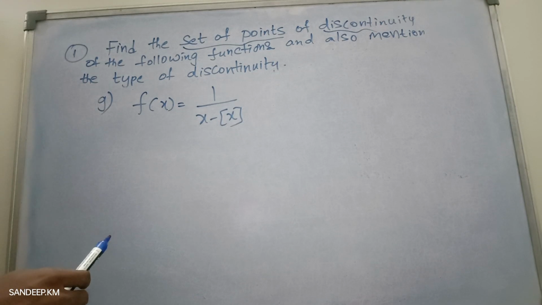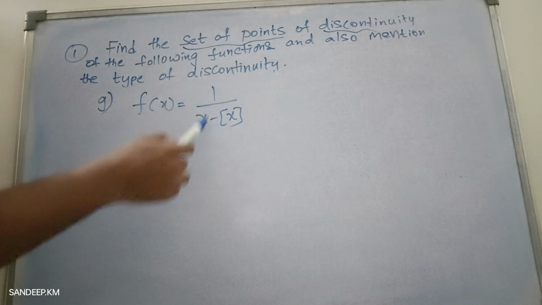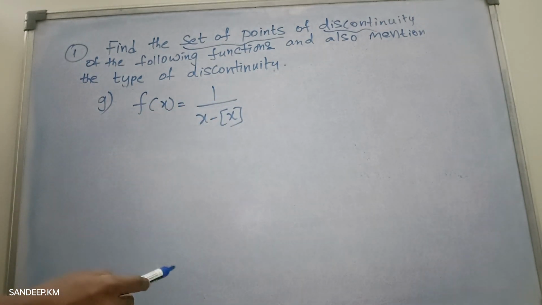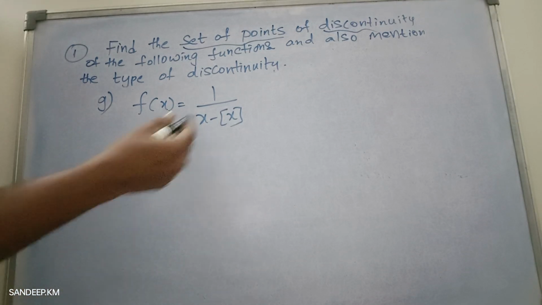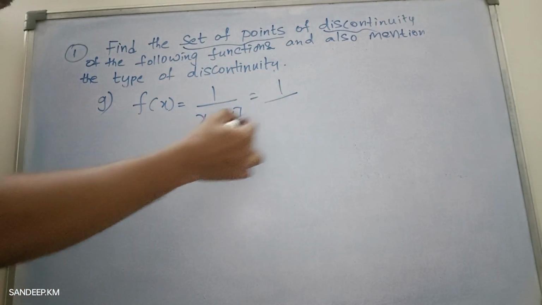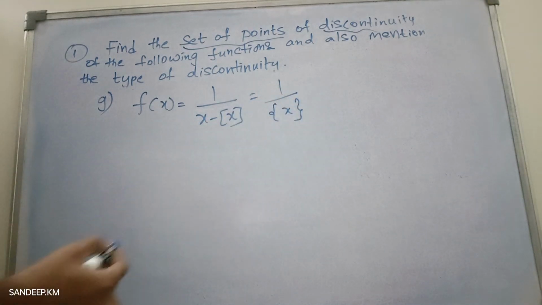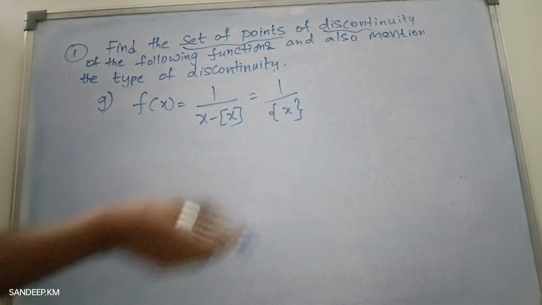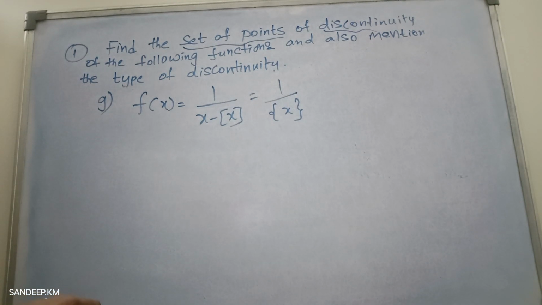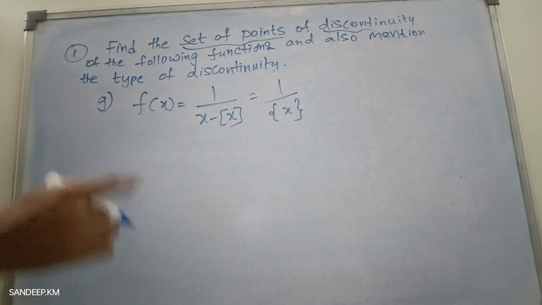Look at this function, dear students. f of x is equal to 1 divided by x minus [x]. Now let us try to find the points of discontinuity. Obviously, we all know that x minus [x] is nothing but the fractional part of x. I hope you all know what a fractional part function is. Let us come back to this. Fractional part.